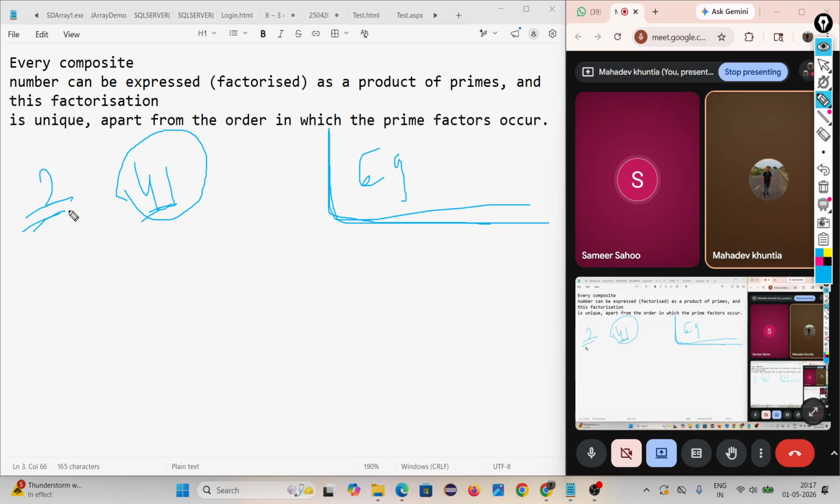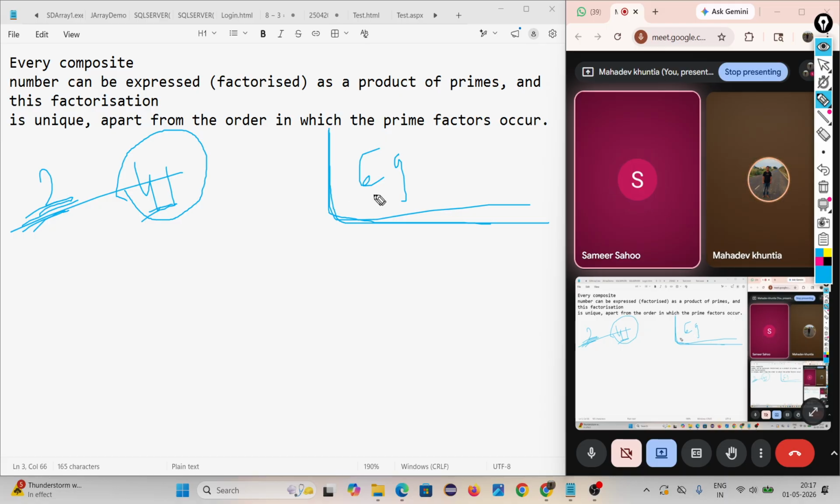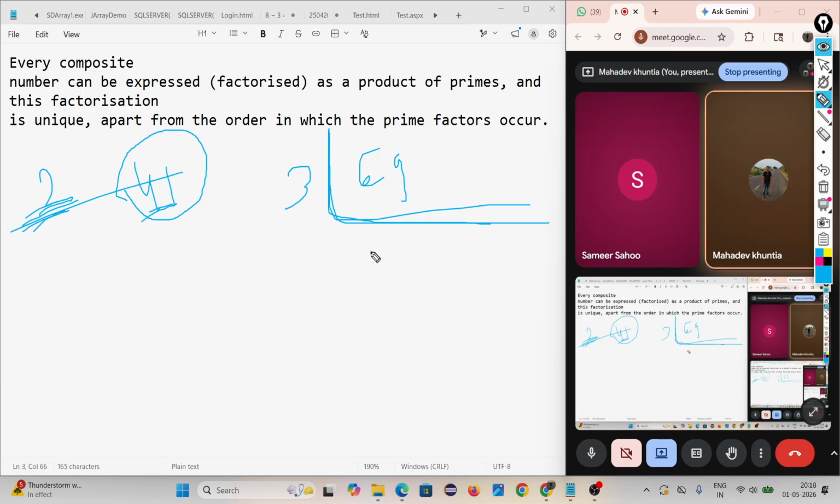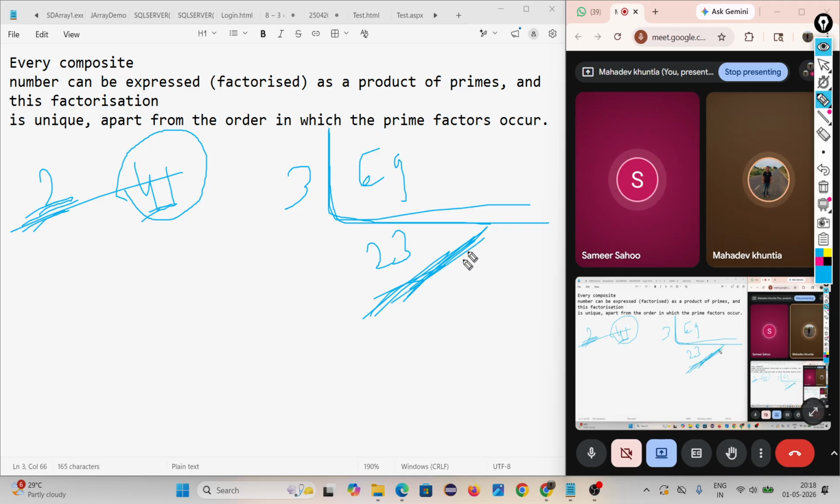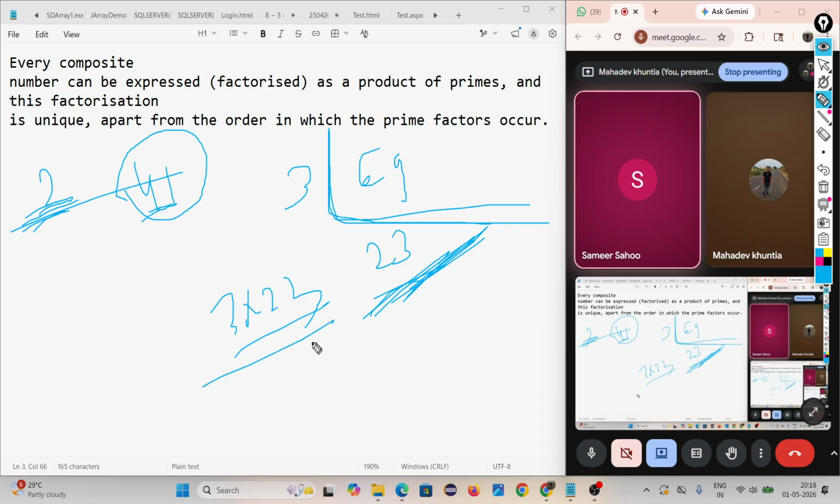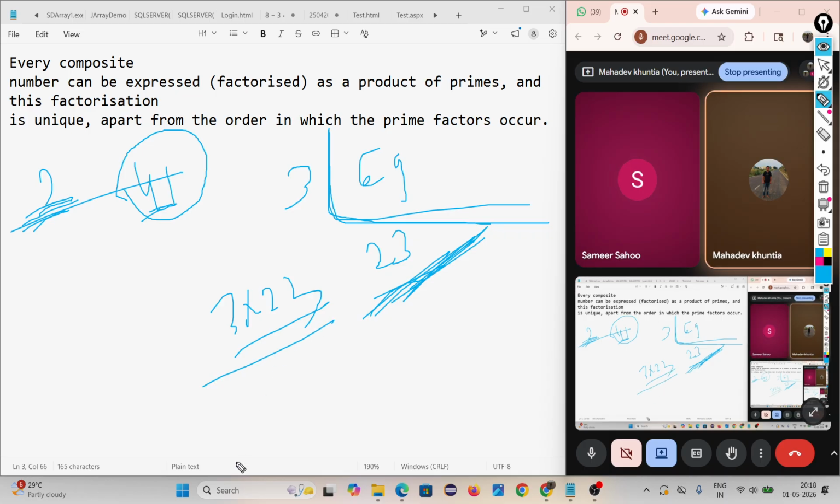Is it divisible by 2? No, because the last digit is 9. Is it divisible by 3? How do you know? 9 plus 6 equals 15. Yes, correct. 3 times 23. Is 23 divisible by any number? No, because 23 is a prime number. So 3 into 23. Okay.